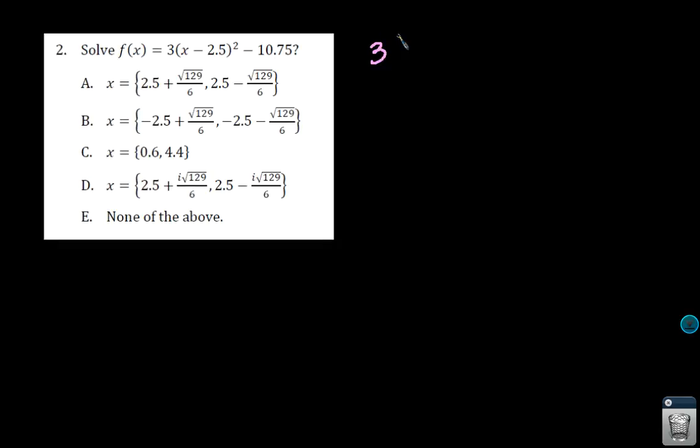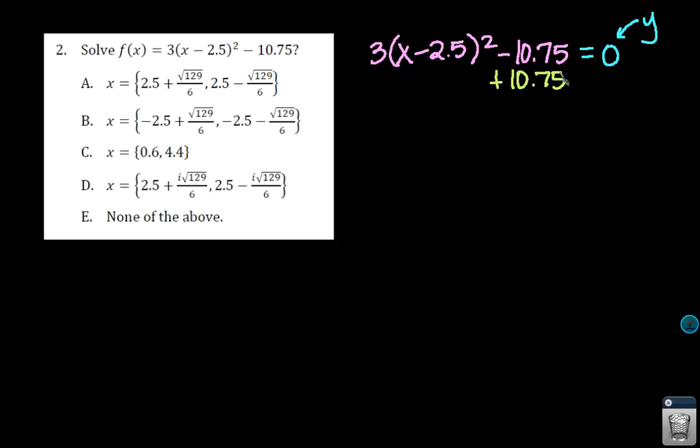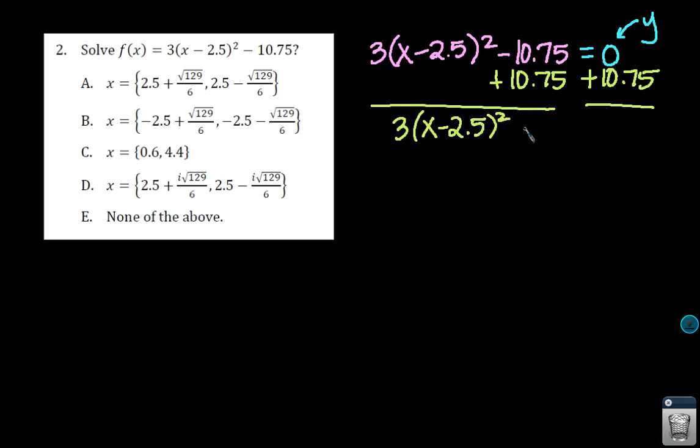So I have 3 times x minus 2.5 squared minus 10.75, and because I'm solving a quadratic, I'm going to set it equal to 0, because we want to know the x values when y is 0. So I'm going to add 10.75 to both sides of the equation. And the equation that remains is 3 times x minus 2.5 squared equals 10.75.